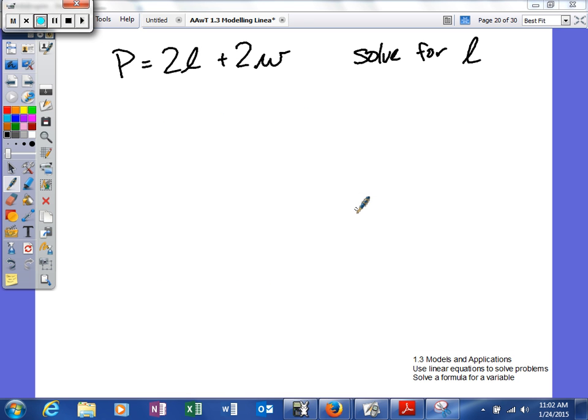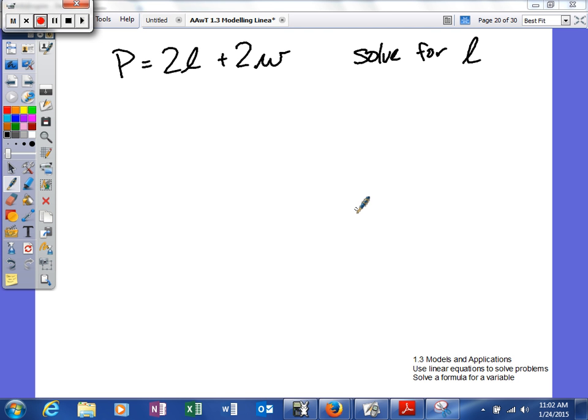All right, next little thing we're going to talk about. Up to this point in this section, what we've been doing is using linear equations to solve problems. There are many different types of problems. There's no way I could do an example of every single real world type problem that you might come across, but those are just some examples.